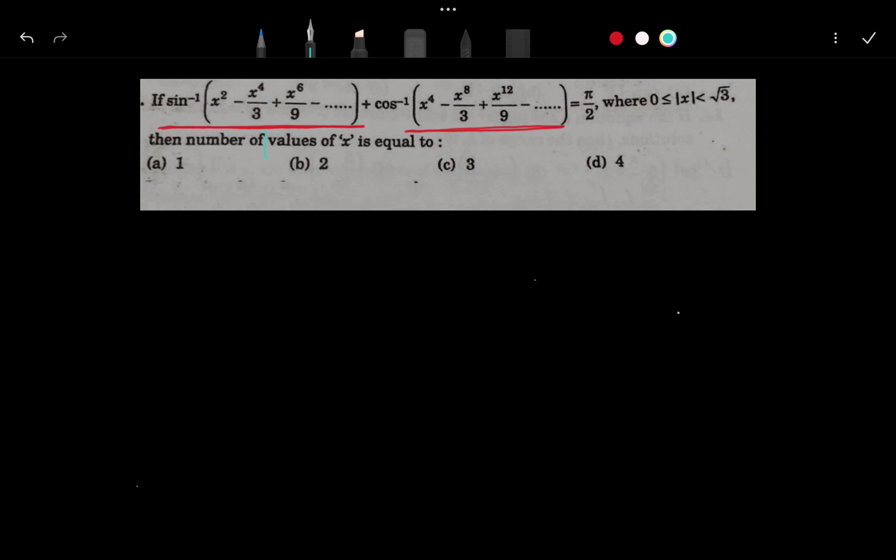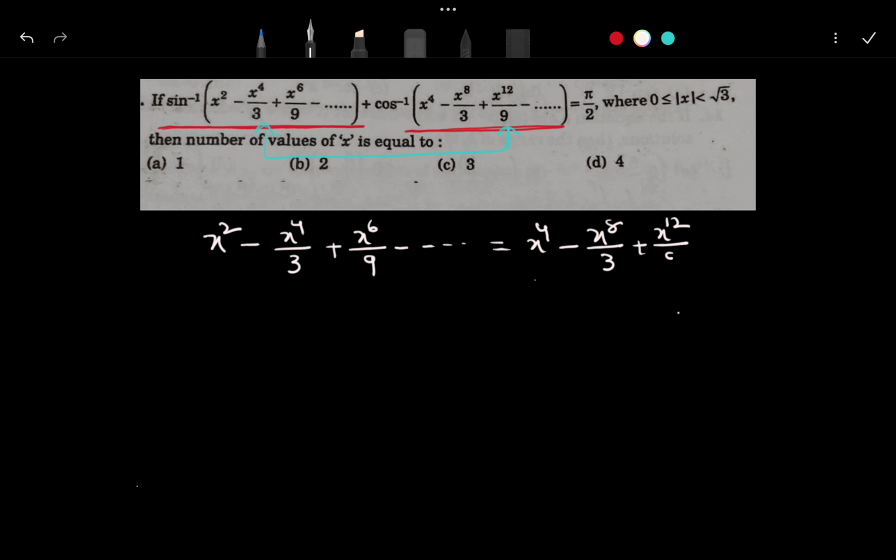So these two input values should be equal. So here this one will be equal. So these two are equal. Now equating this one, x square minus x to the power of 4 by 3 plus x to the power of 6 whole divided by 9 minus and so on is equal to x to the power of 4 minus x to the power of 8 whole divided by 3 plus x to the power of 12 whole divided by 9 minus and so on to infinity.